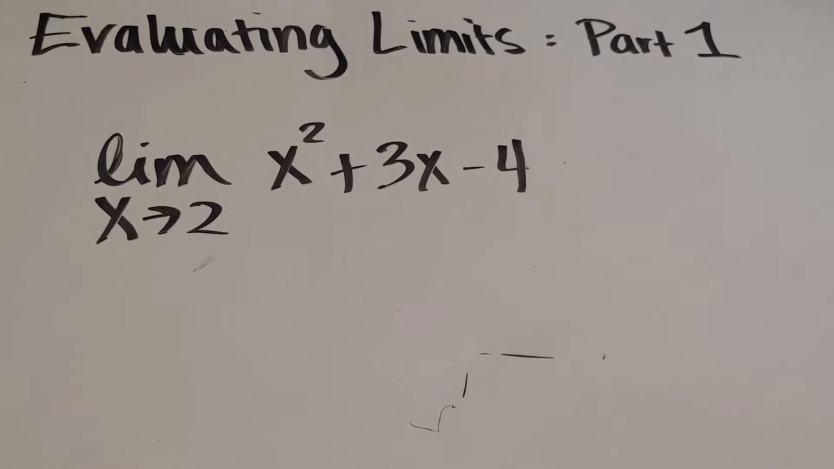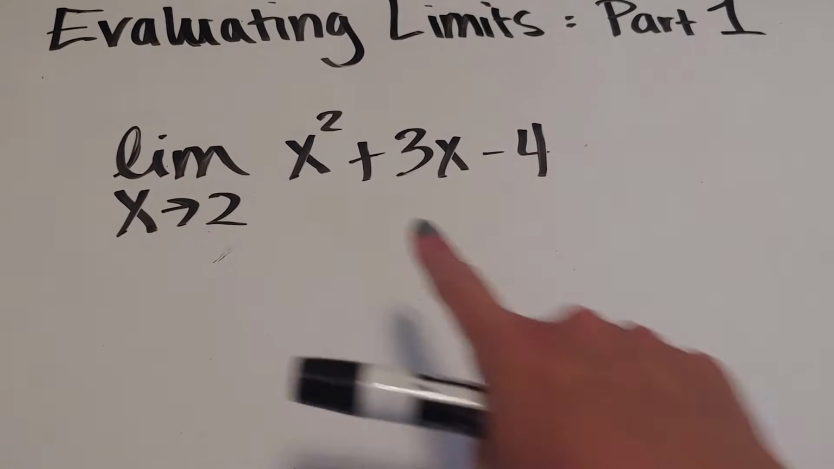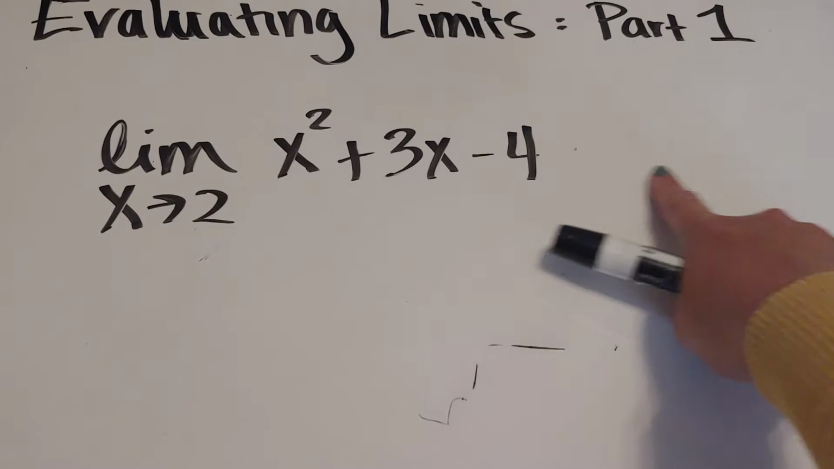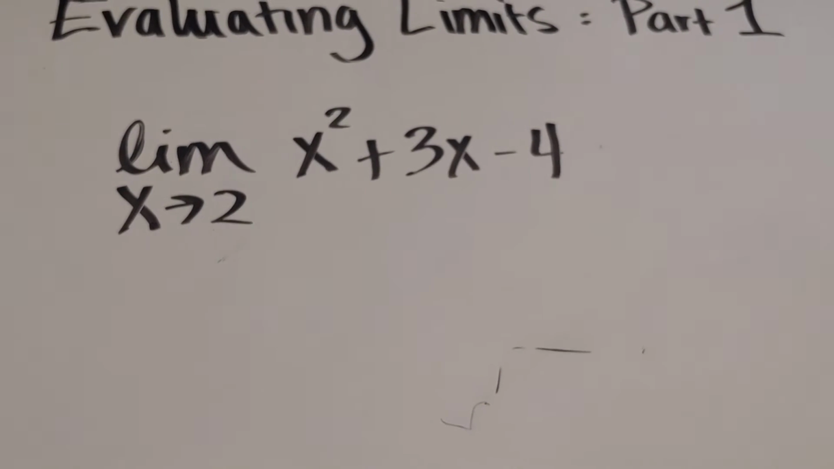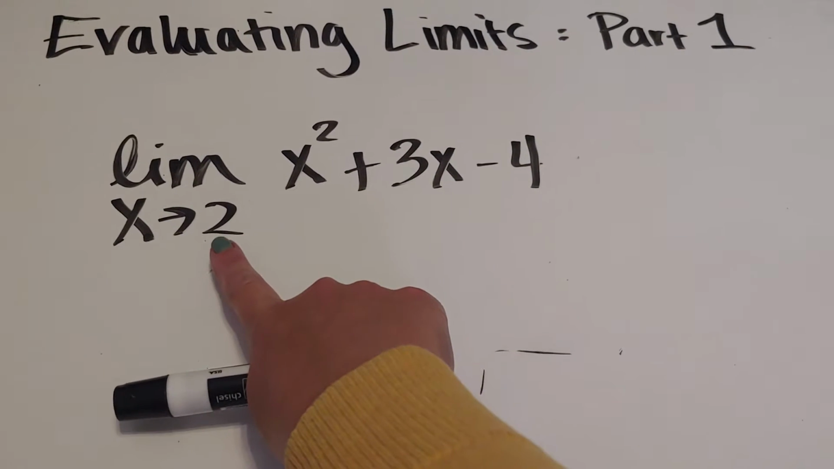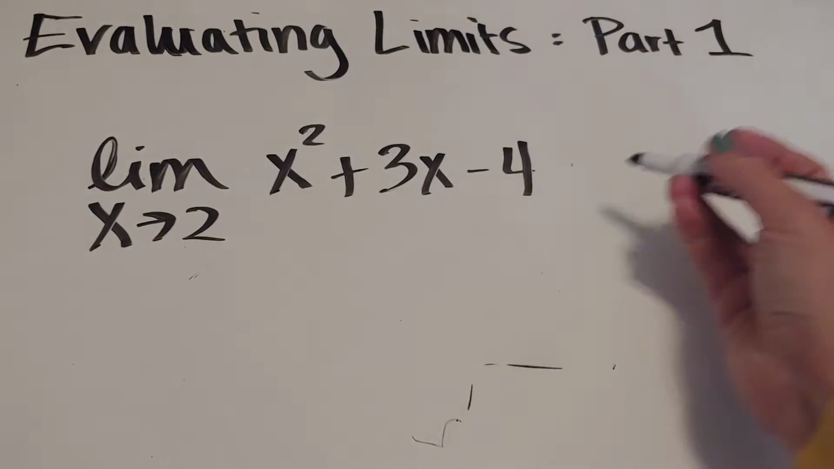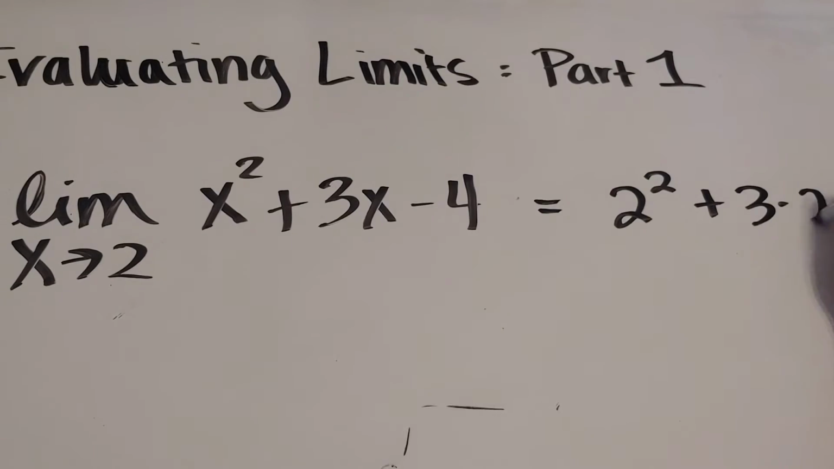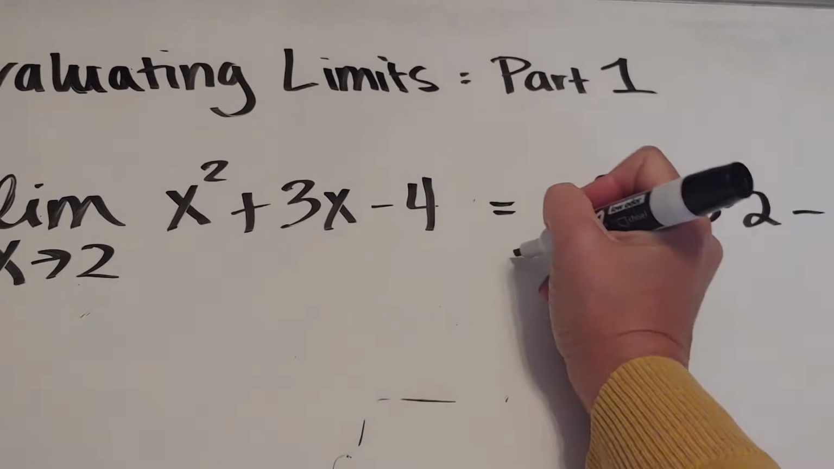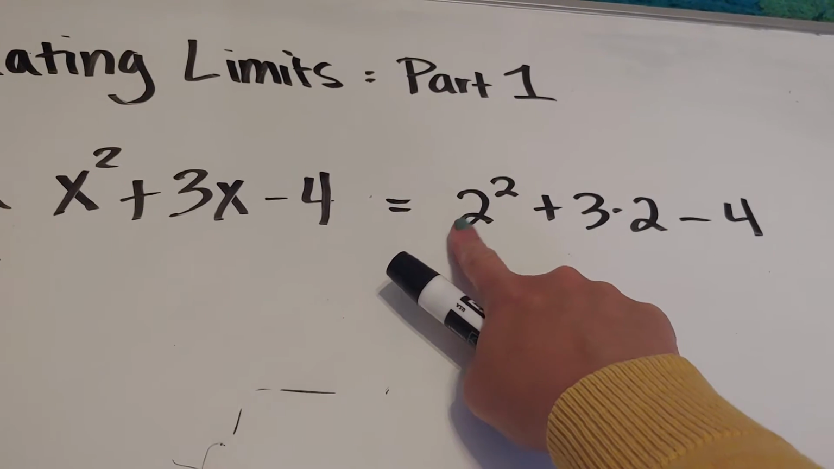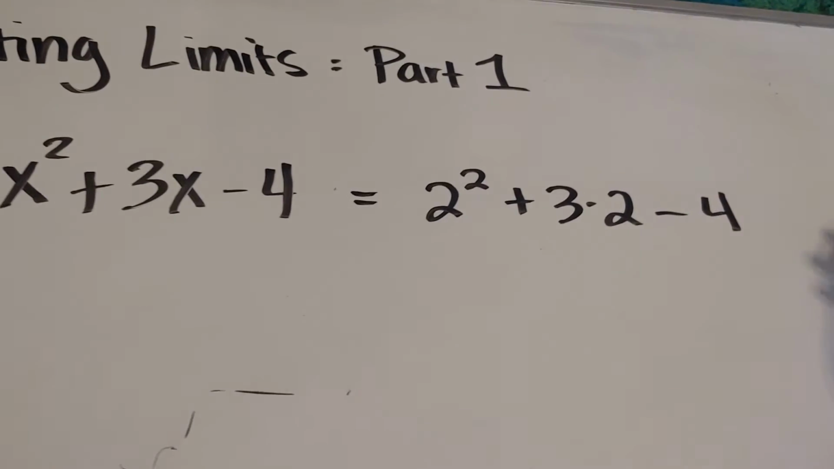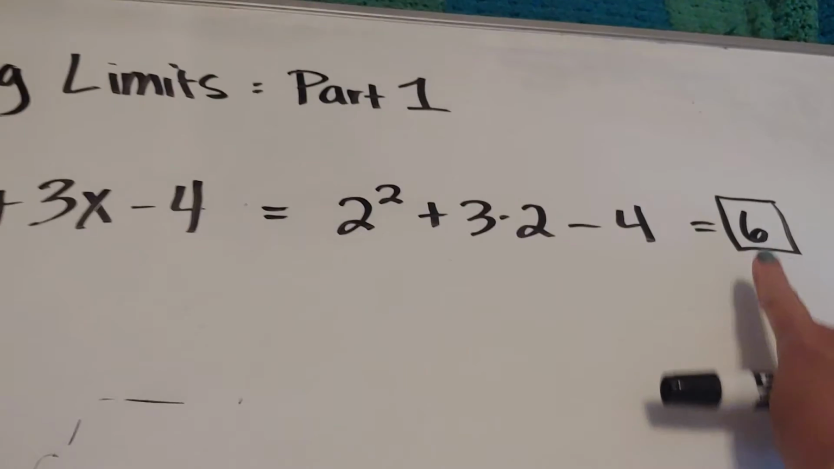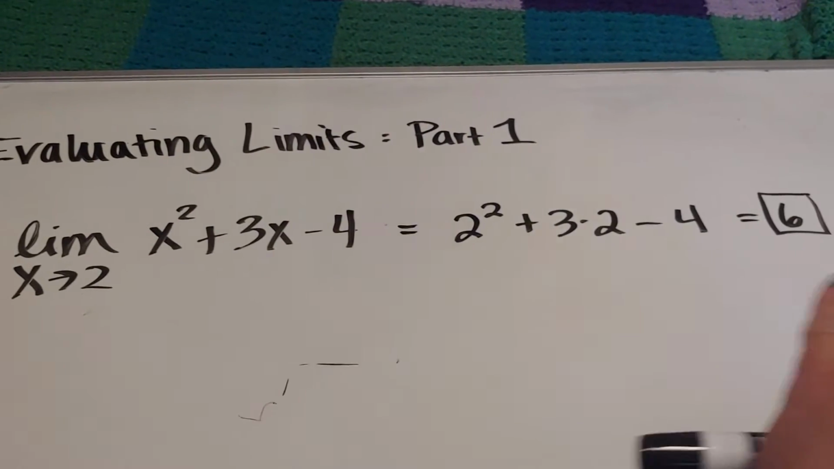But what we're trying to get you to learn is that your first instinct should be to plug this number in for x. And if you get an answer, then you are done. Okay, so what I'm going to do is plug in 2 everywhere I see an x. And what we're going to end up with is 2 squared, 4, plus 6 minus 4. So this is 6. That is my answer. I am done. That's the whole problem.